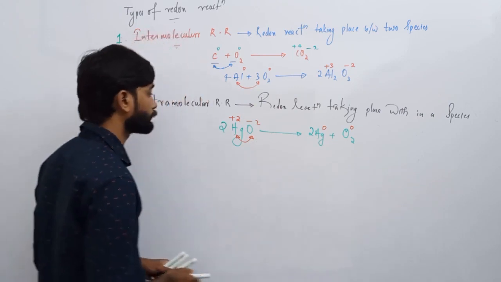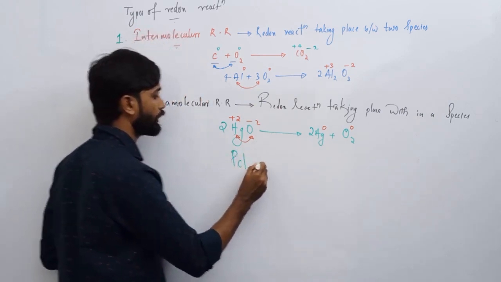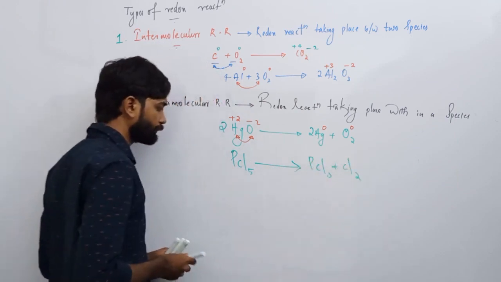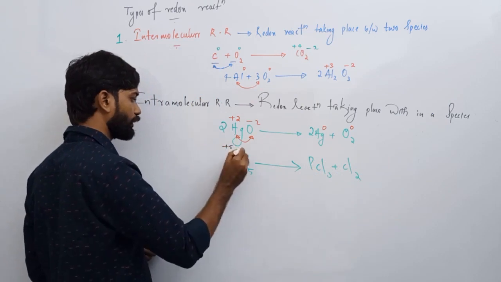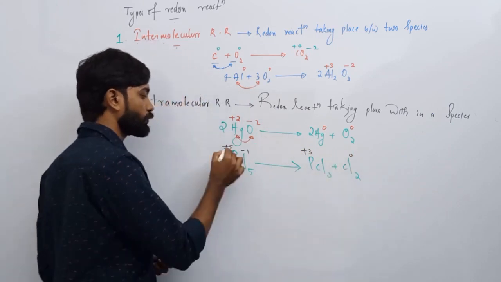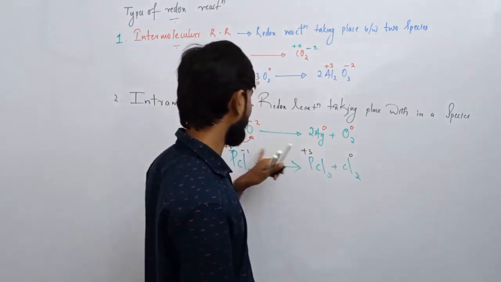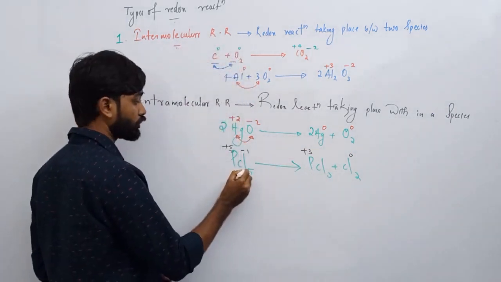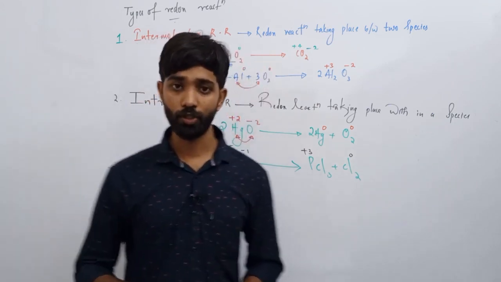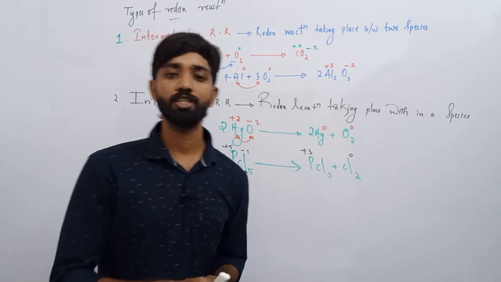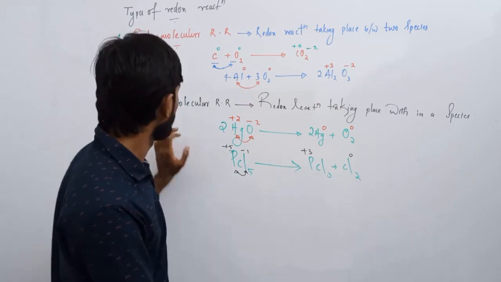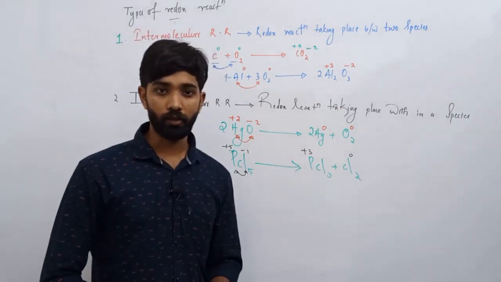Ready? Another example, let's have the most familiar decomposition of PCl5. PCl5 decomposes to form PCl3 plus Cl2. Ready? The phosphorus is in +5 and chlorine is in -1. And here phosphorus is in +3 and chlorine is in 0. So phosphorus from +5 to +3, reduction, chlorine from -1 to 0, oxidation, and the exchange of electrons, losing and gaining, is within that species, within PCl5. That's why it is said to be intramolecular redox reaction.